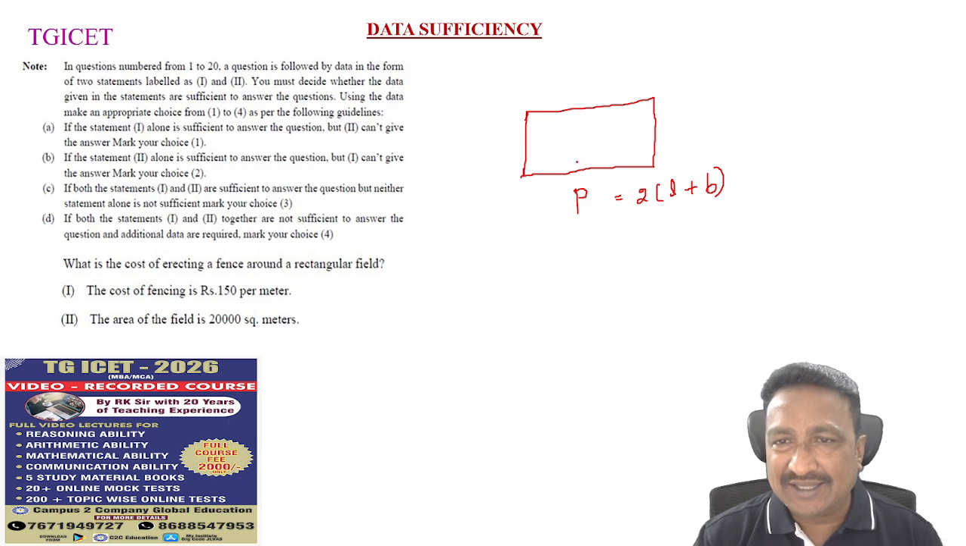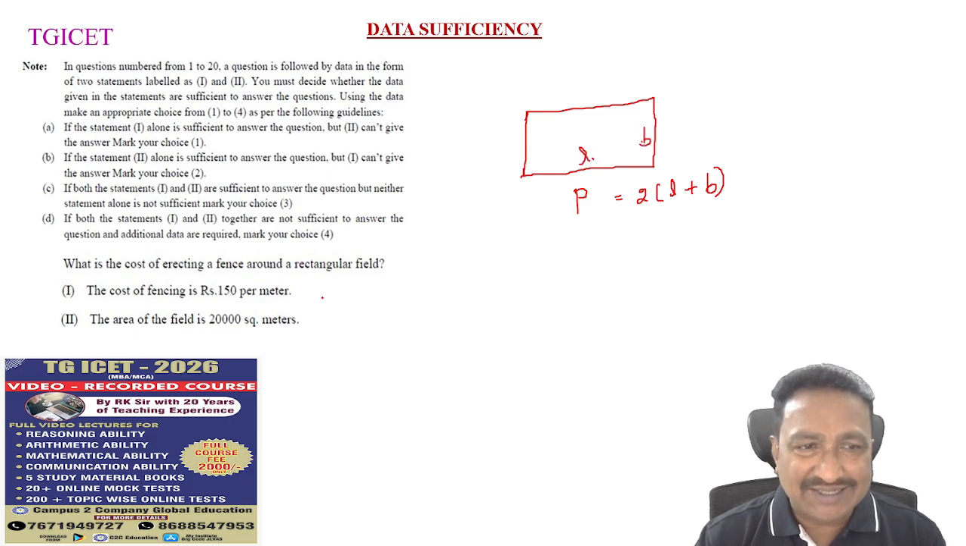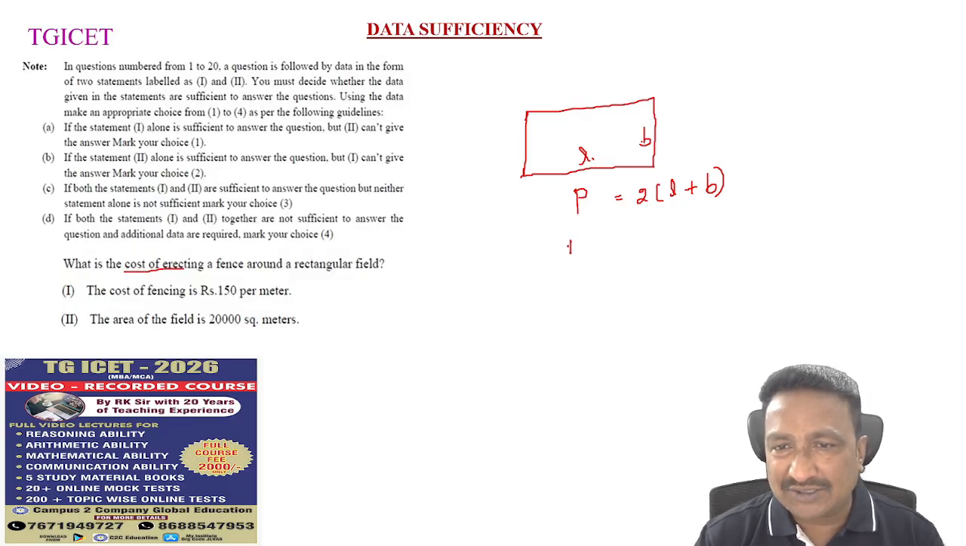That means this is the length and this is the breadth. So now they are asking what is the total cost they are asking. So when we can find the total cost, we have very important formula. The total cost is equal to perimeter of the garden, rectangular garden, into cost per unit. So if you know this formula, then only we can find the answer, right?